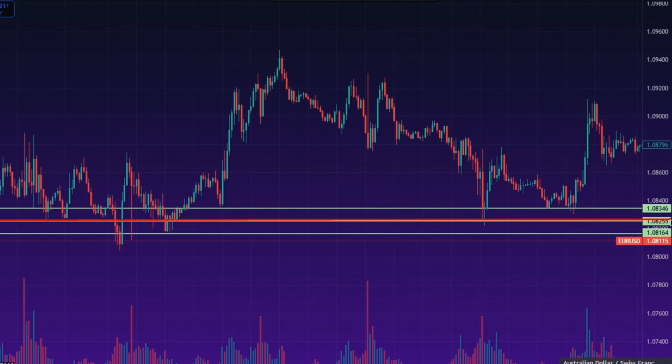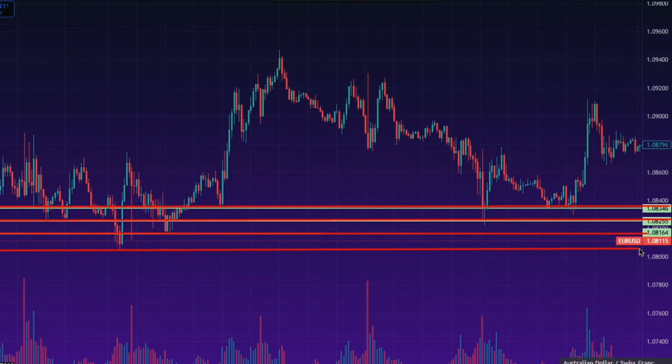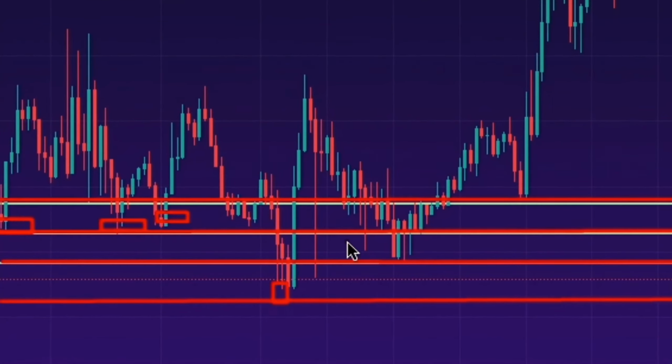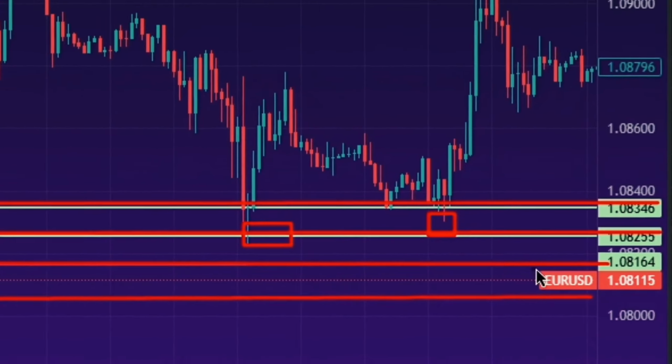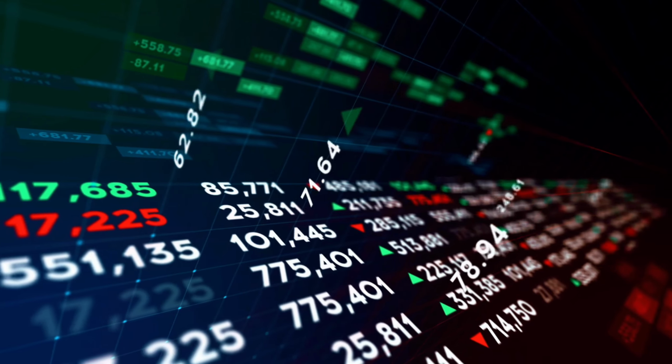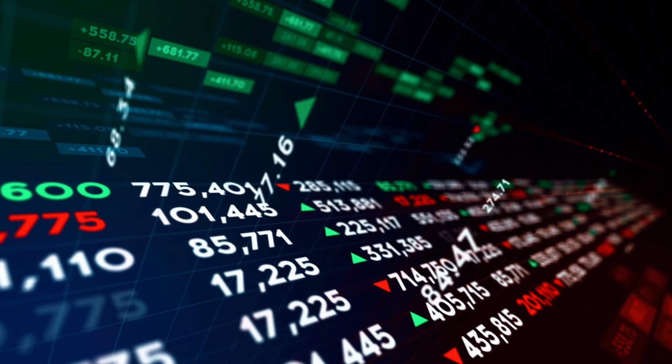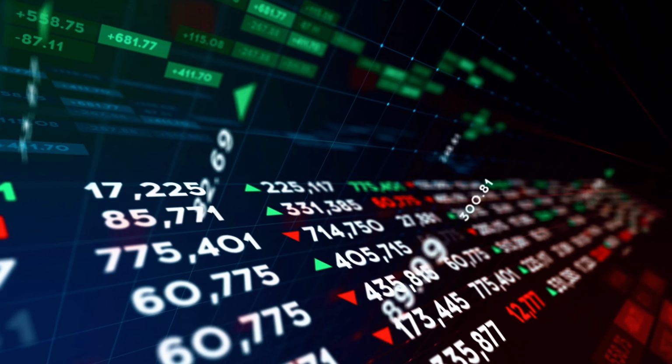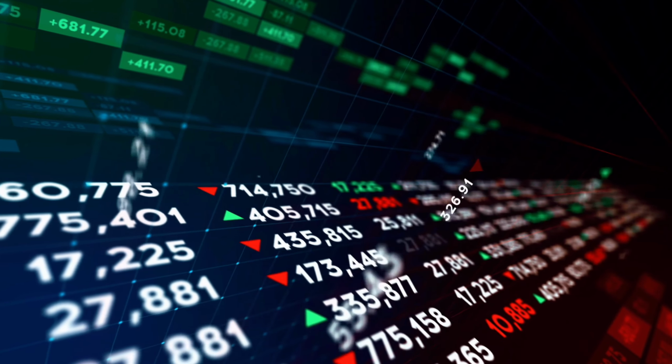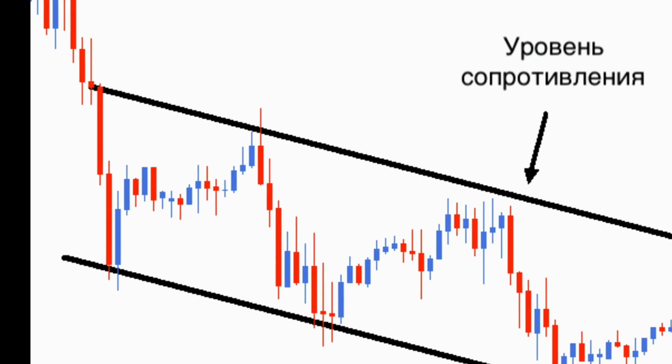Levels can also turn into zones if several levels can be identified close to each other. In this case, the price may react to any of the boundaries. Now let's talk about diagonal resistance levels. They are identified and work according to the same principle as horizontal levels. Here is an example of such levels.